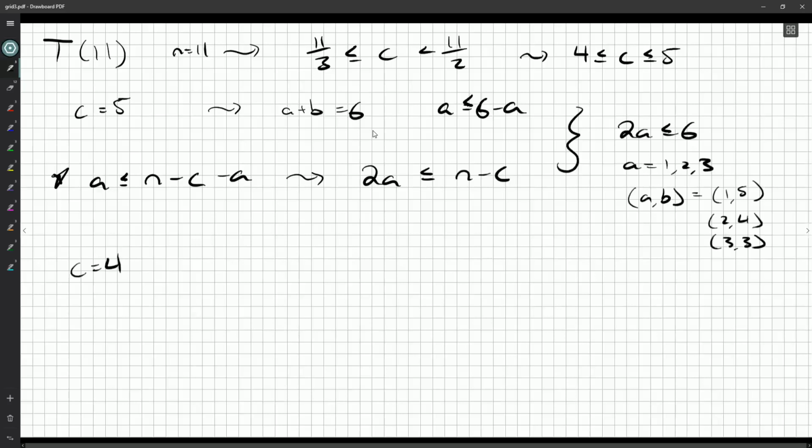What if C was 4? Well, then 2A would be less than or equal to 7. That's going to give us even more possibilities. Let's just stop for a moment. Can I think of another way to limit A even more? Not necessarily sure I can, but what would we have? 4, 4, 3 is really the only option, I think, for this one.